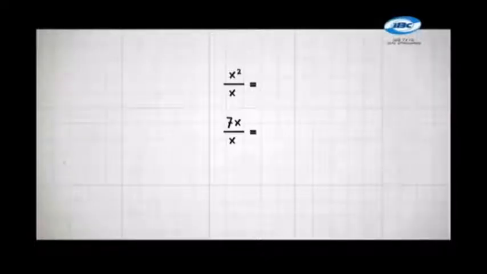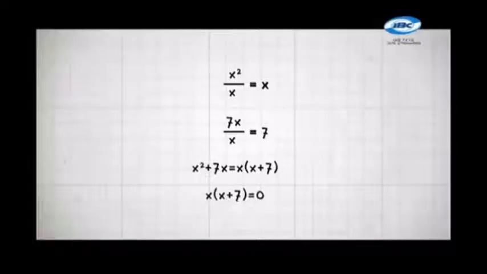So, let's divide the terms by this greatest common monomial factor to obtain the other factor of the polynomial. x squared divided by x equals x. 7x divided by x equals 7. Thus, x squared plus 7x is equal to x multiplied by the binomial x plus 7 when expressed in factored form. Let us rewrite this equation into x multiplied by the binomial x plus 7 equals 0.